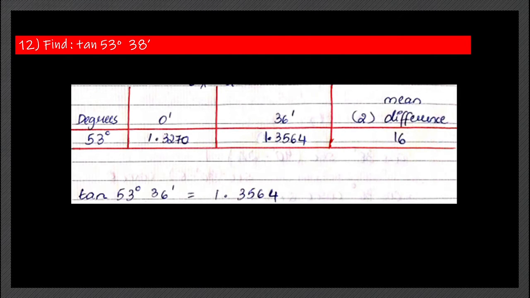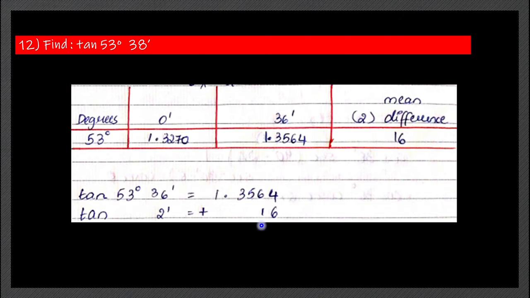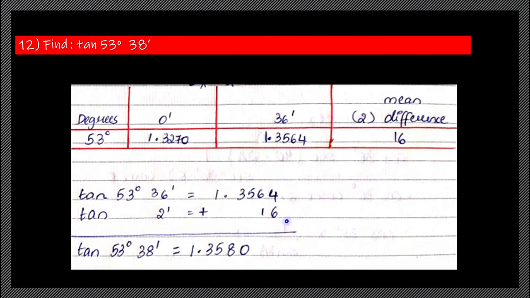So tan 53 degrees 36 minutes is 1.3564. You can see over here. And then tan 2 minutes is nothing but 0.0016, right? Then both tan and sine, as I have told, increase. So we will be adding up their values. Upon adding up, we will get the tan of 53 degrees 38 minutes as 1.3580.